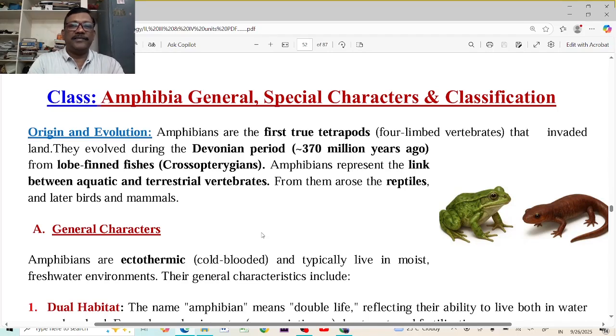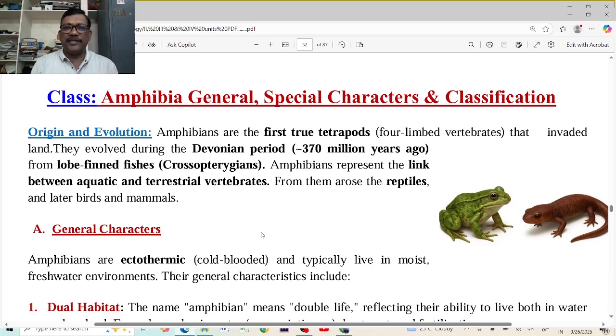The amphibians, general characters and special characters. In these general and special characters, we will discuss the morphological and anatomical characters, and finally we can understand the evolutionary development of these organisms. In every discussion, we understand the evolutionary development, or what organs developed in this particular group of animals during the evolution. We have to understand that.